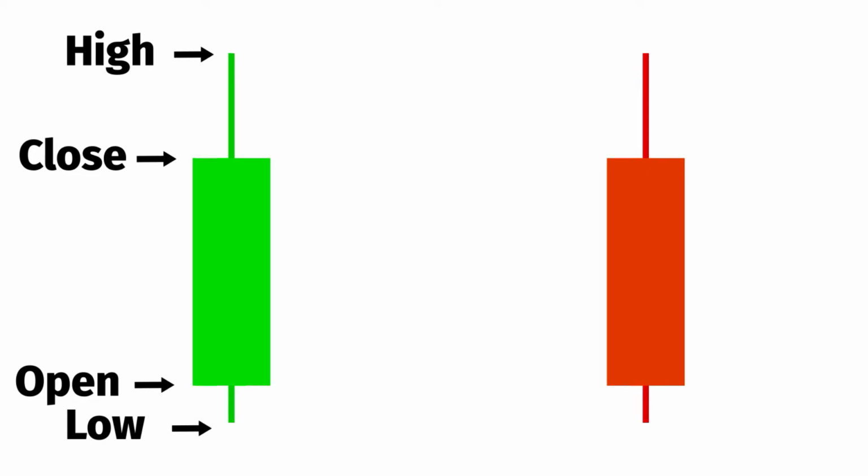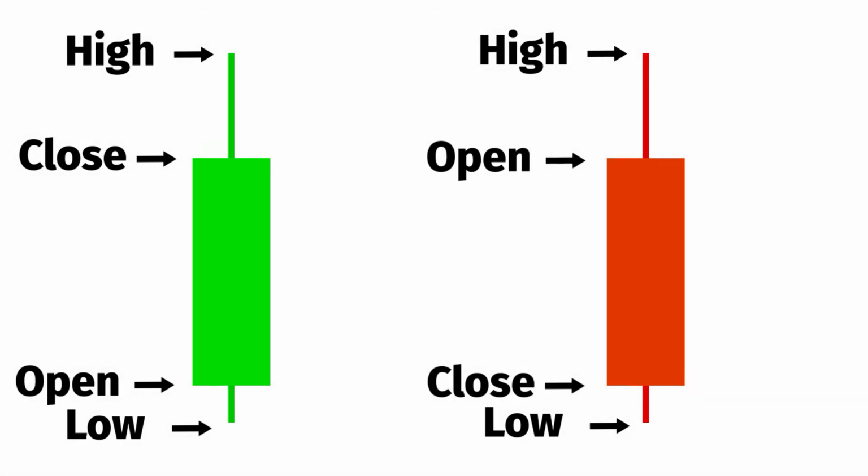The wick, or the thin line that runs through the middle of the candle, represents where the high and the low for that given time period was. For a red candle, it's similar aside from one exception. The top and bottom of the wick still represent the high and the low for that time period. But on a red candle, the open for that time period is represented by the top of the body of the candle, and the close is represented by the bottom of the body of the candle.